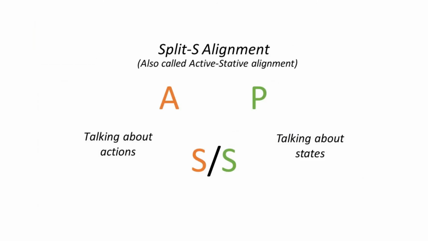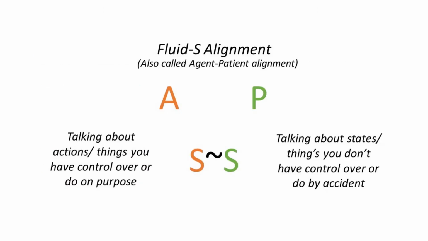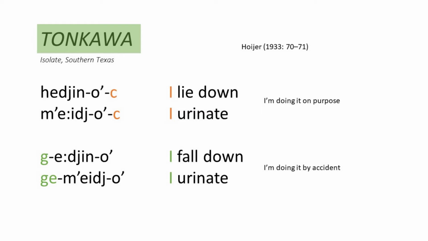Split S alignment, also known as active stative alignment, is common in North America. In a language like Ho-Chunk, the sole argument is marked as either an agent or a patient, depending on whether the verb represents an action or a state. There's also a very similar concept called fluid S, or agent-patient alignment. In Tonkawa, whether we use the agent or patient markers can also depend on whether the thing doing the verb has any control over the action, or if it's an accident.